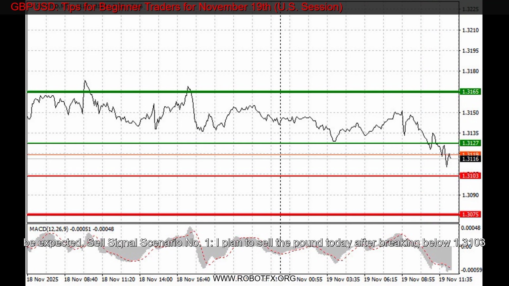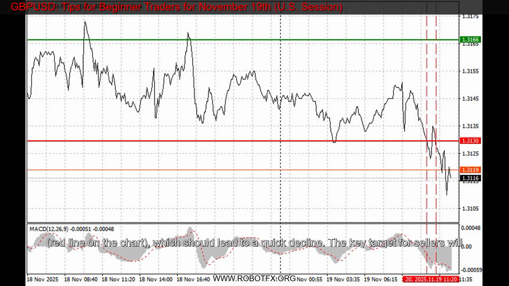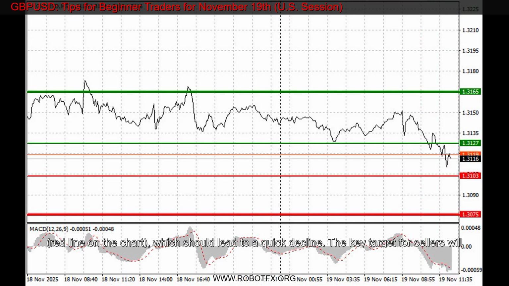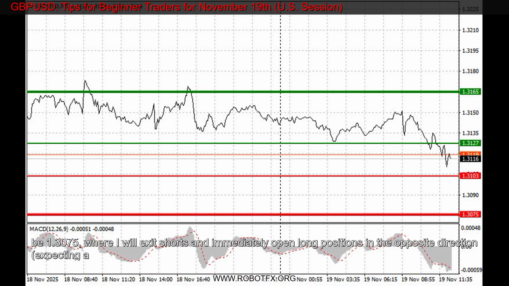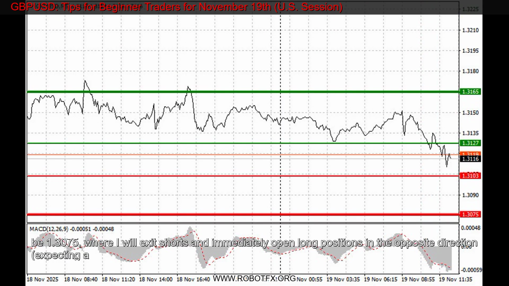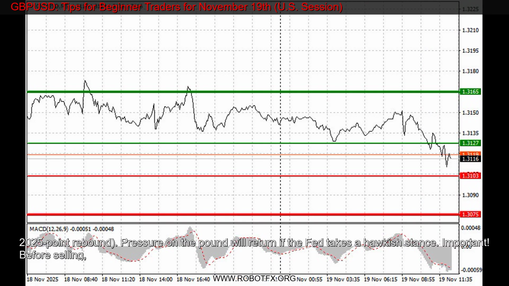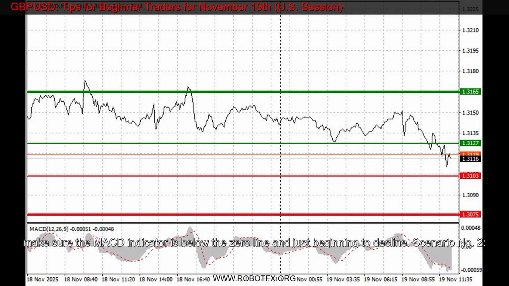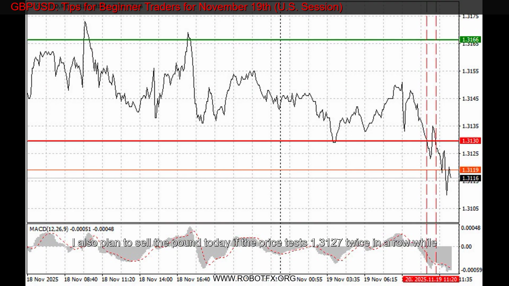Sell signal, scenario No. 1. I plan to sell the pound today after breaking below 1.3103, red line on the chart, which should lead to a quick decline. The key target for sellers will be 1.3075, where I will exit shorts and immediately open long positions in the opposite direction, expecting a 20-25 point rebound. Pressure on the pound will return if the Fed takes a hawkish stance. Important. Before selling, make sure the MACD indicator is below the zero line and just beginning to decline.